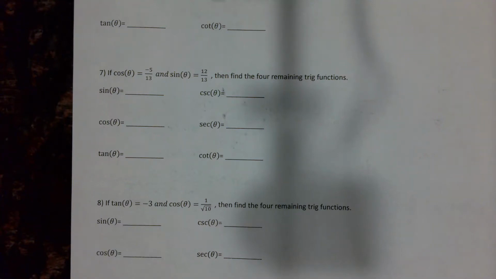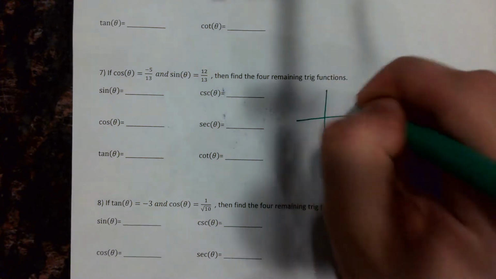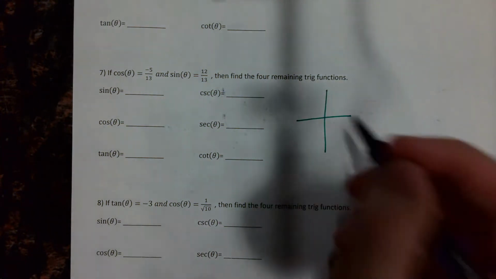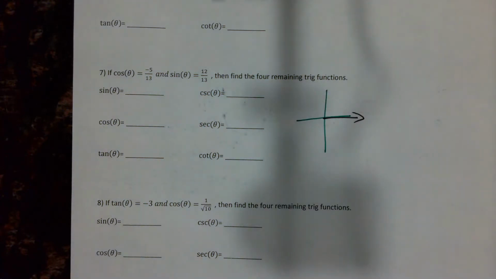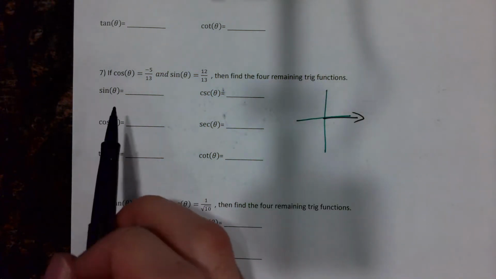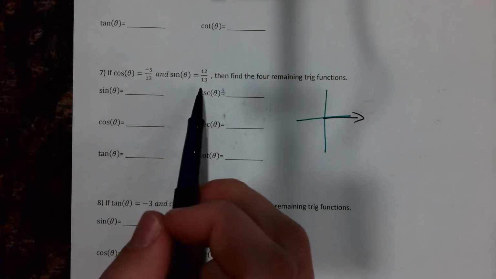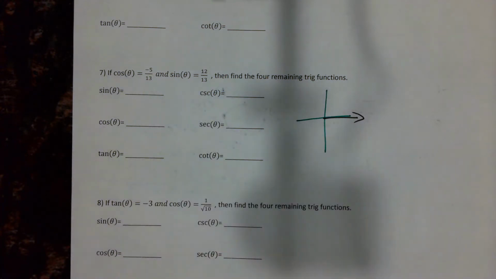Alright, so this is video 4, number 7, the fourth way that you can be asked to find the 6 trig functions. This one's a little bit different, but it still follows the same pattern. The first thing we do, we gotta draw our angle. And so we have our axes, and I'm gonna start my initial side on the positive x. Now, if you read this problem, it says, if cosine of theta equals this ratio, and sine of theta equals this ratio, then find the other 4 trig functions.